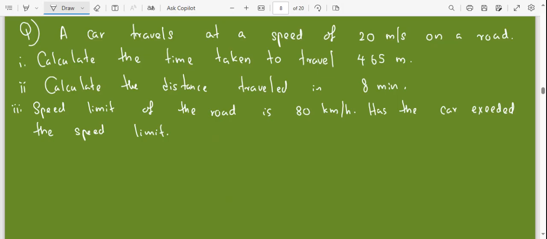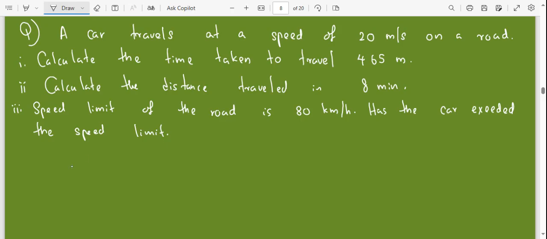A car travels at a speed of 20 meters per second on a road. Calculate the time taken to travel 465 meters. Calculate the distance traveled in 8 minutes. The speed limit of the road is 80 kilometers per hour. Has the car exceeded the speed limit of this road? Right. So if you want, you can take a minute and try this question. Stopping the video for a moment.